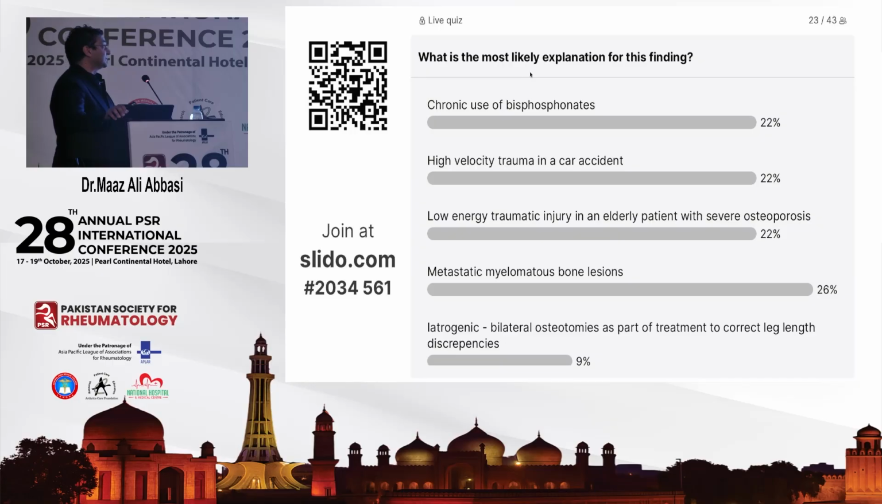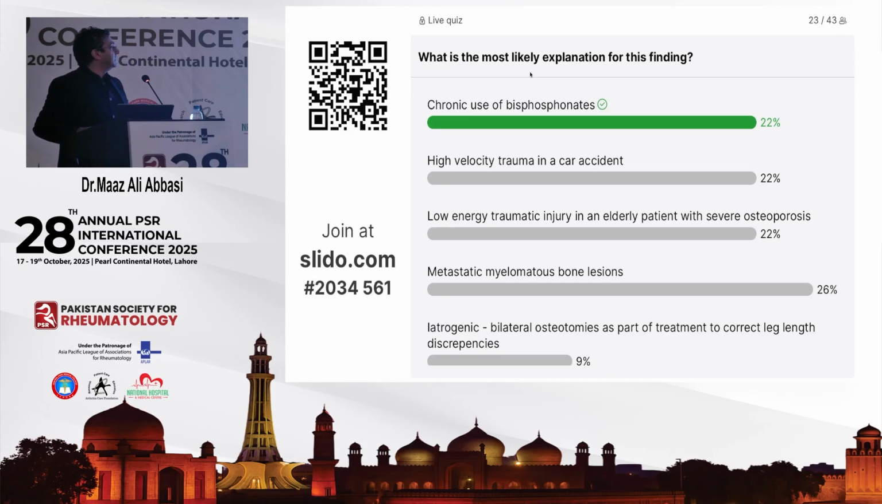Good. Well done. Good split of answers here. The correct answer is chronic use of bisphosphonates. These are atypical fractures. High velocity injury in a car accident, I guess it's possible, but usually you'd get a dashboard injury or something. This would be an unusual pattern of fractures. Low energy in an osteoporotic patient, not really. They tend to be in the femoral neck, etc. Myelomatous, well, you'd have to see a lesion. I couldn't see any lysis there.